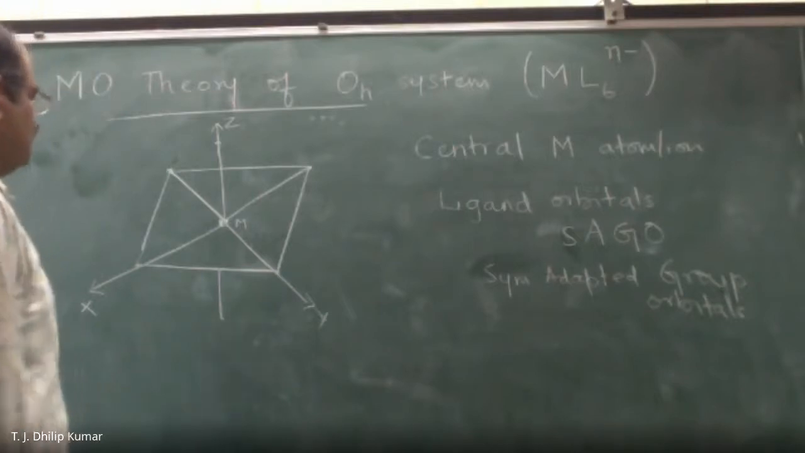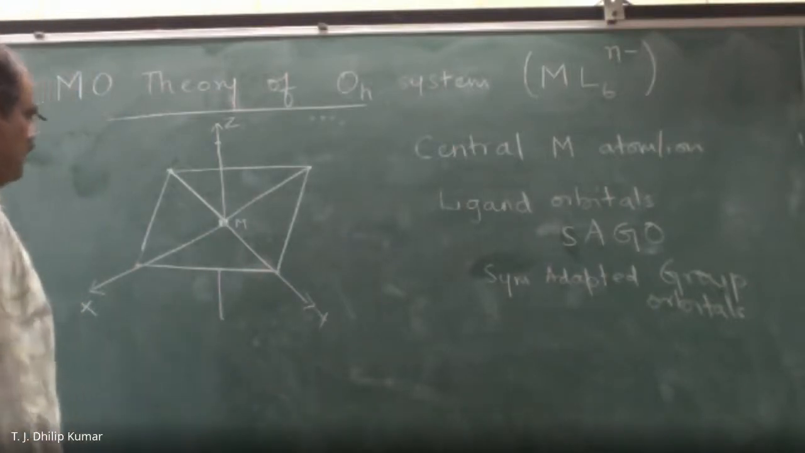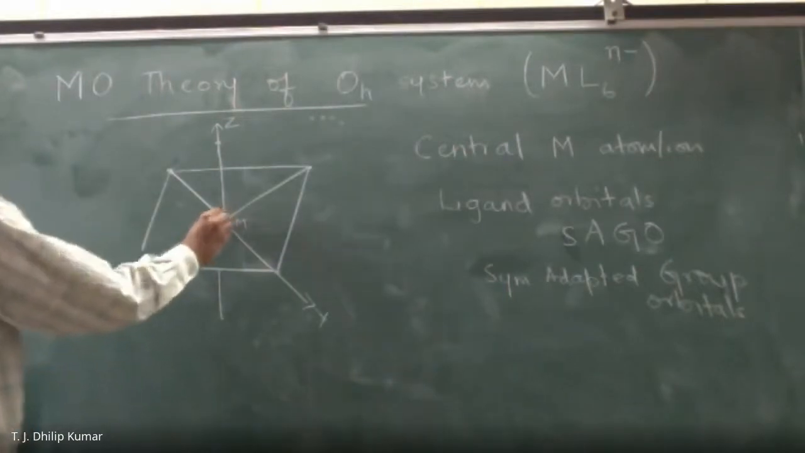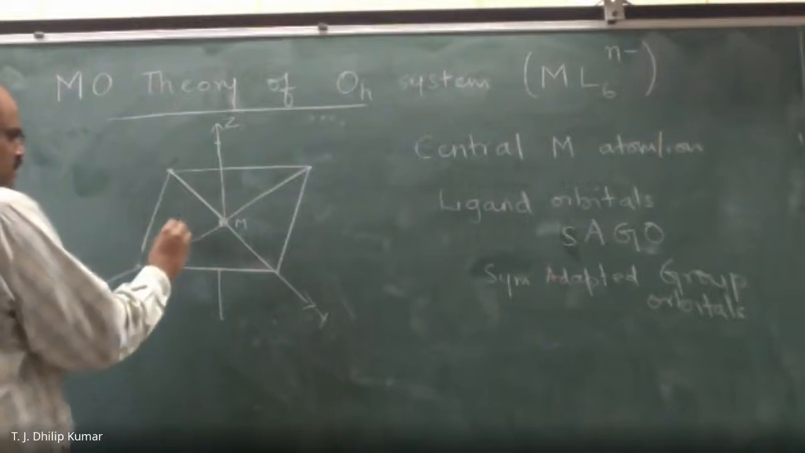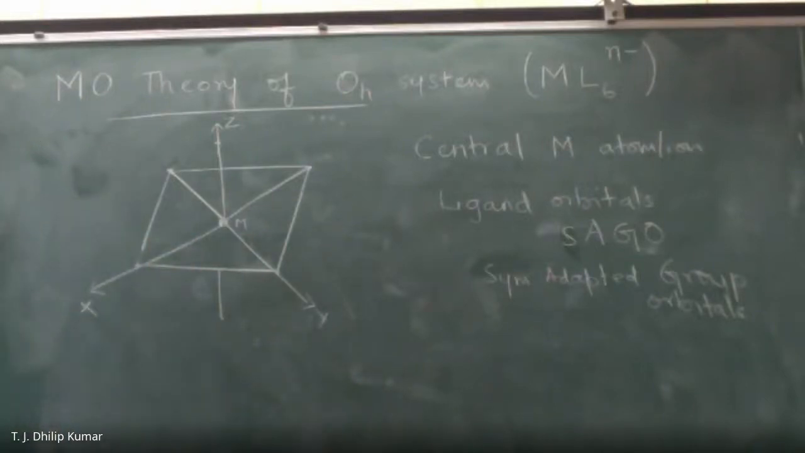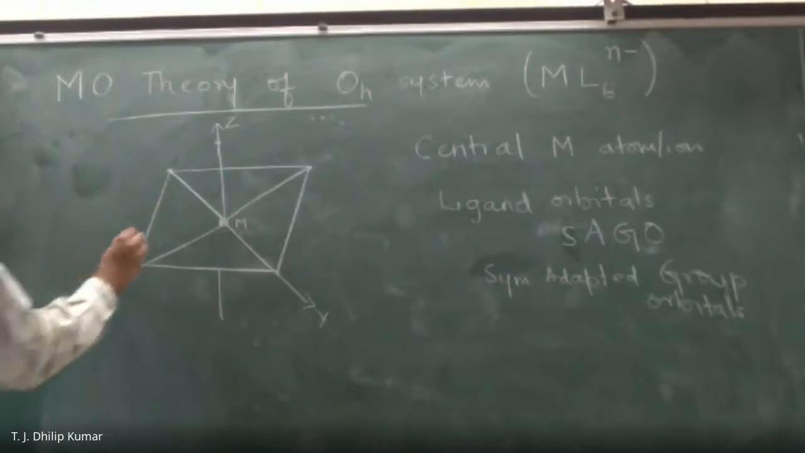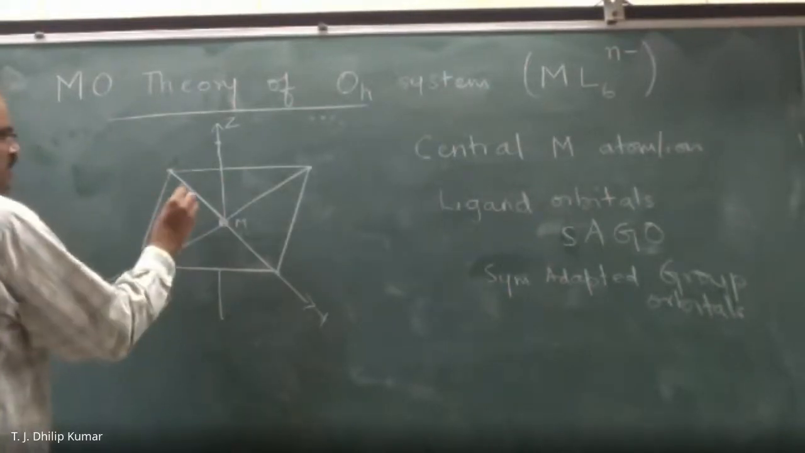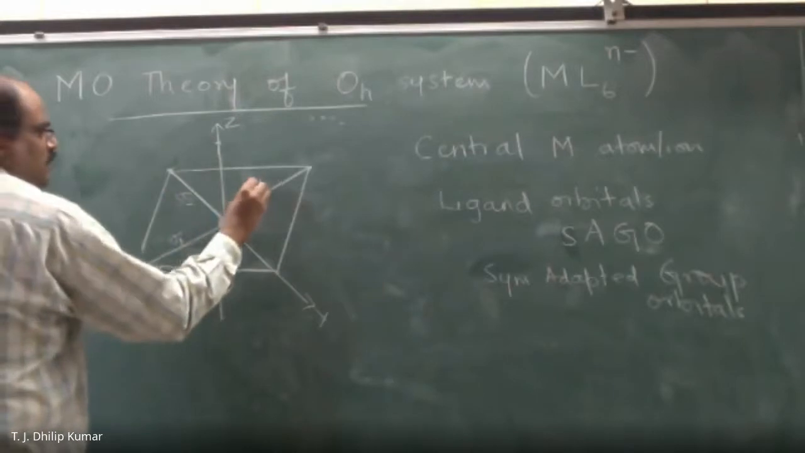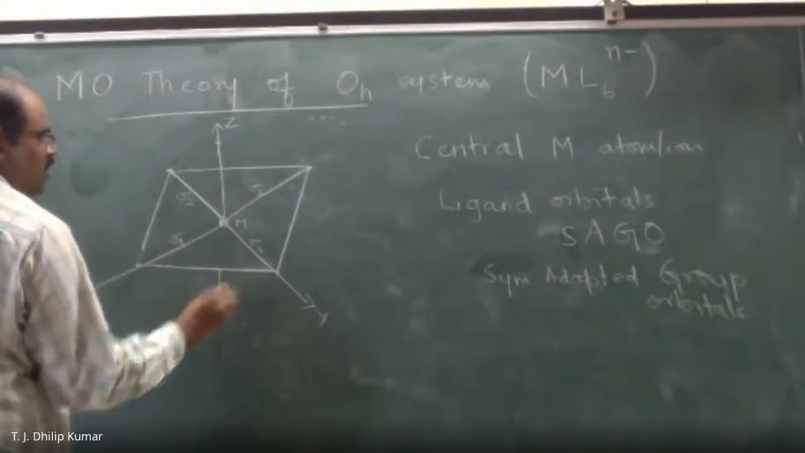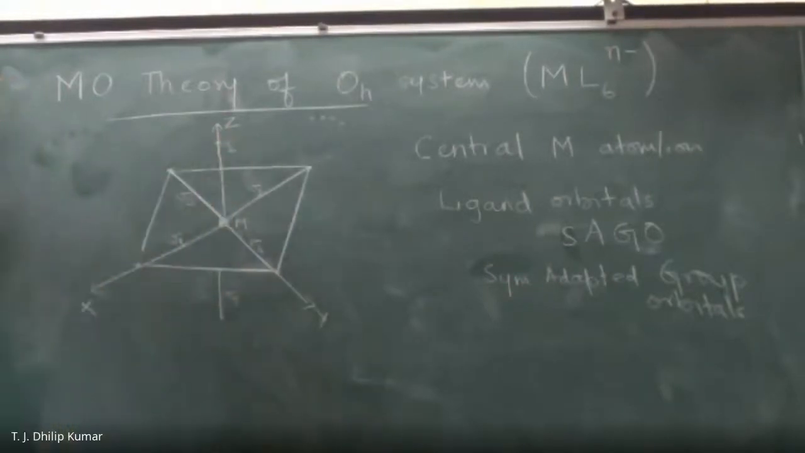Okay, so now let's start the labeling. So we have so many ligands, and the metal. The ligands have sigma orbitals and also pi orbitals. They are forming a bond with the metal, right? So I call these sigma 1, sigma 2, sigma 3, sigma 4, sigma 5 and sigma 6. So these are the various ligands.